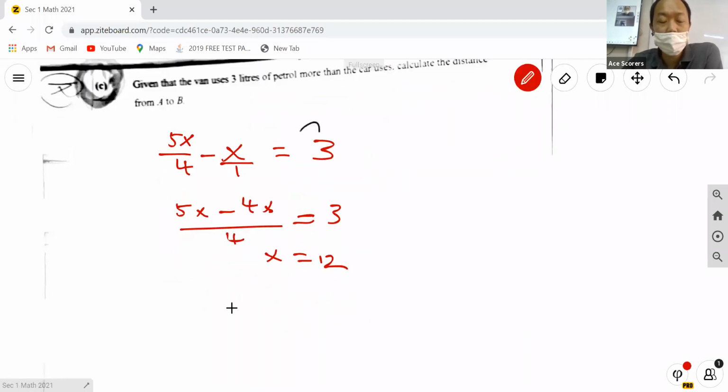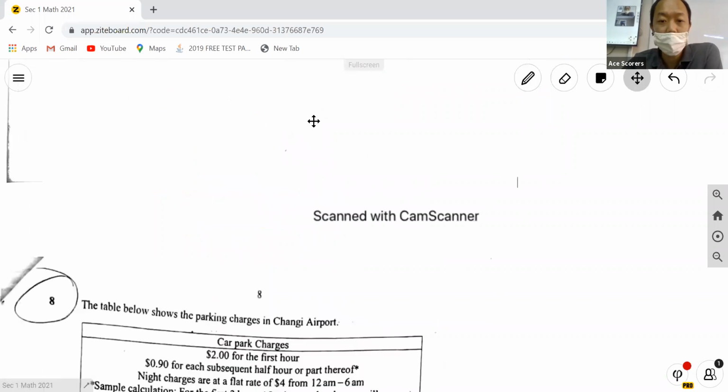If x equals 12, the distance is 10x. So distance equals 12 times 10, which is 120 kilometers.